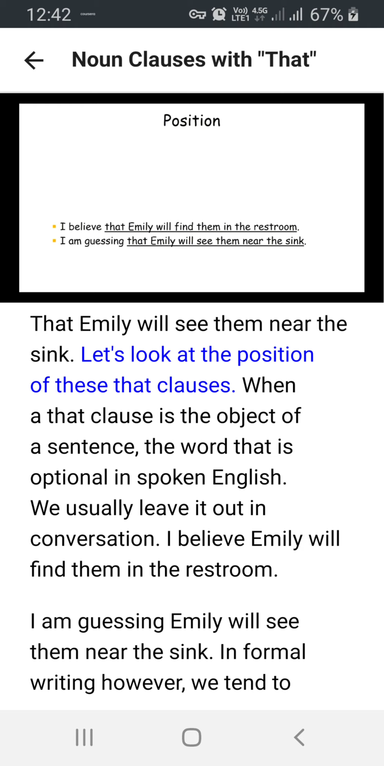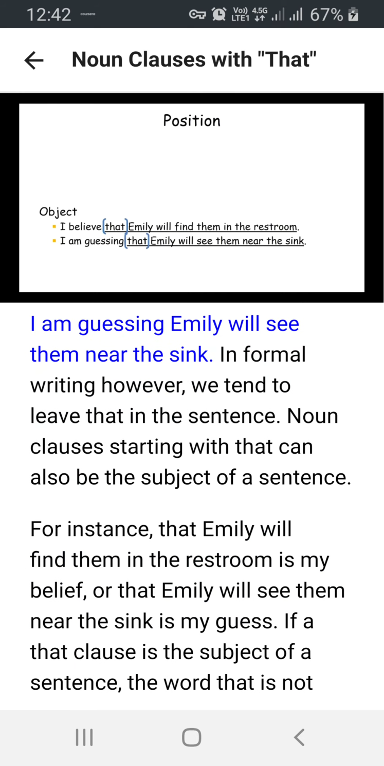Let's look at the position of these that clauses. When a that clause is the object of a sentence, the word that is optional in spoken English. We usually leave it out in conversation. I believe Emily will find them in the restroom. I am guessing Emily will see them near the sink. In formal writing, however, we tend to leave that in the sentence.